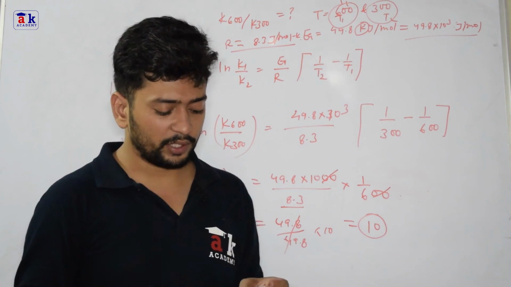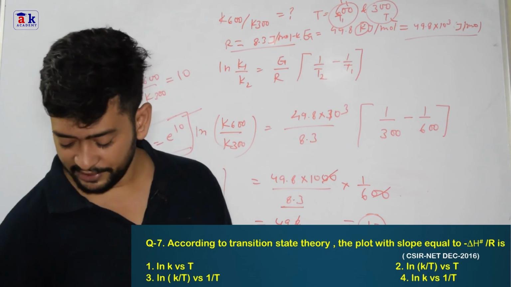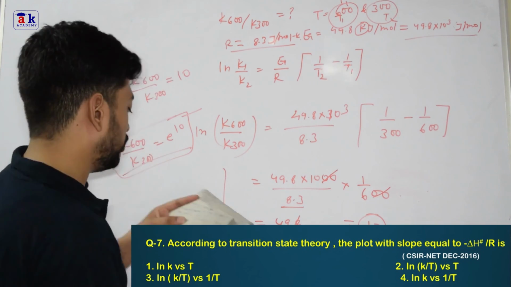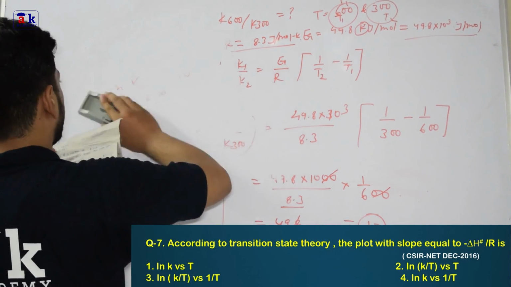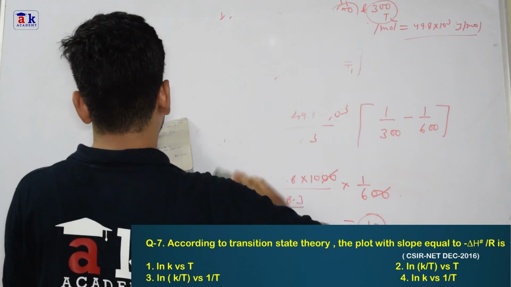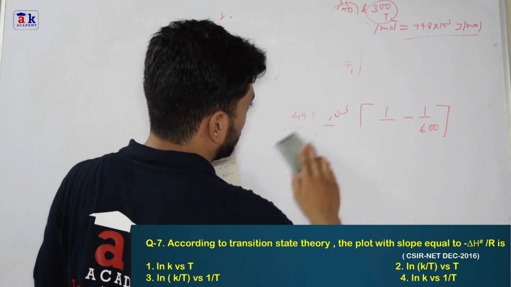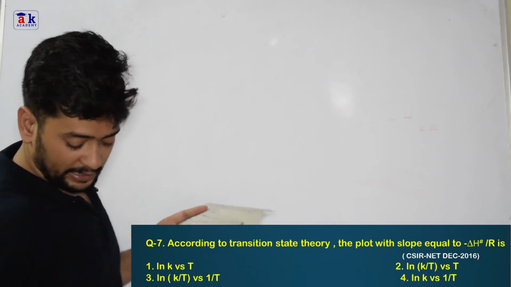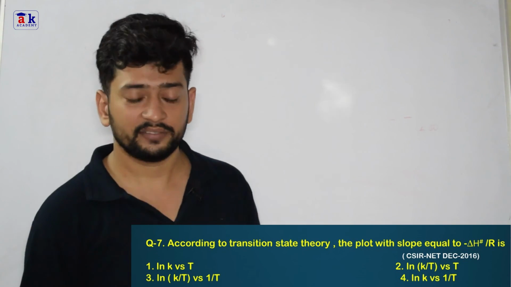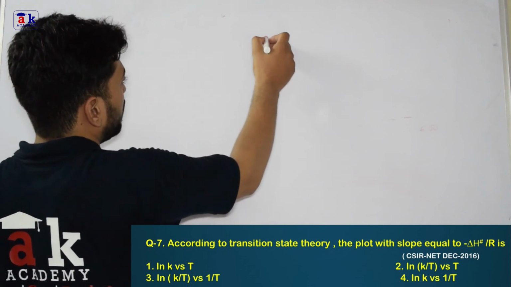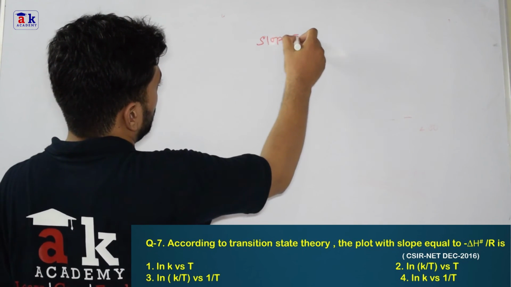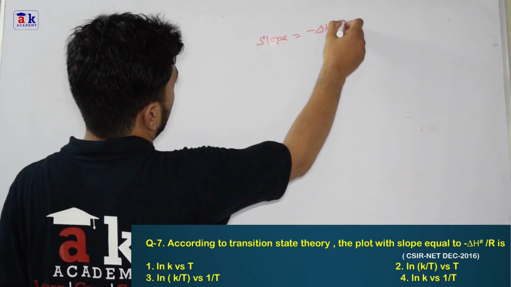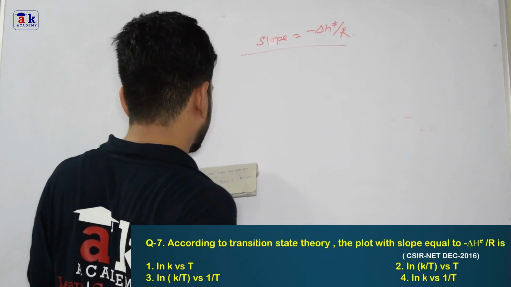Now let's see the next one, which is: according to transition state theory, the plot with slope equal to minus delta H dagger upon R is. So actually you have been given the slope, and you have to find out the x and y coordinates. Now let's see. Slope is equal to minus delta H dagger upon R. So you have this one.